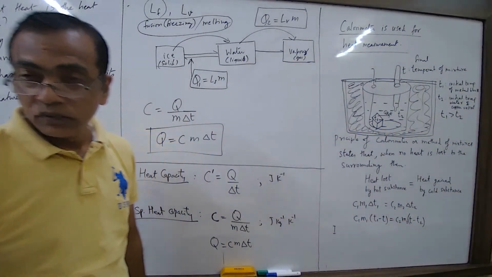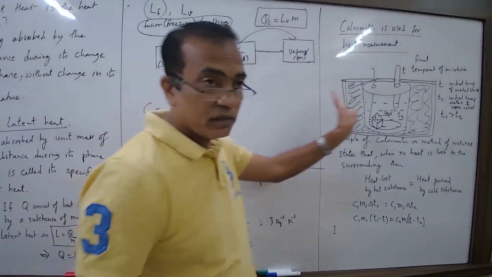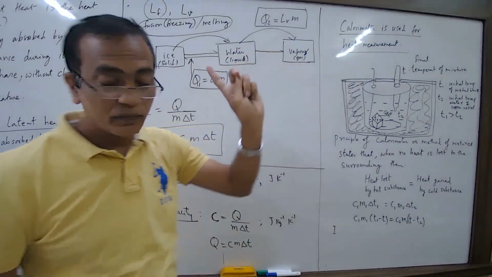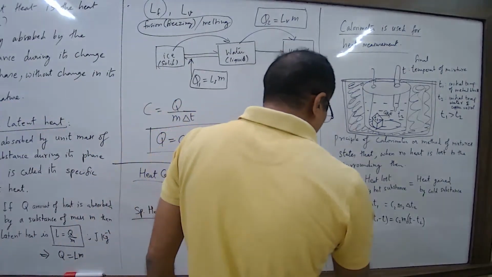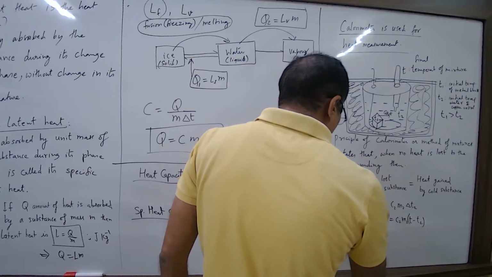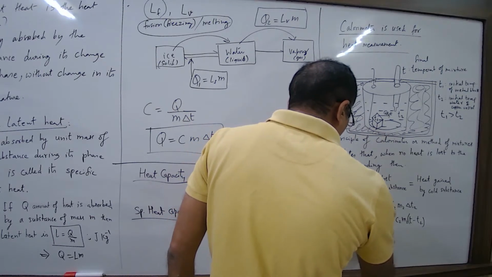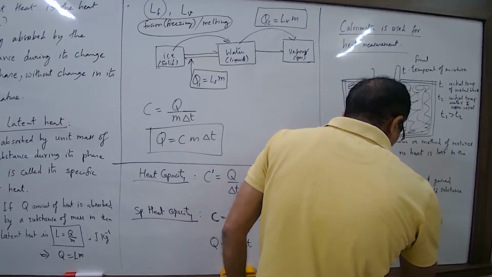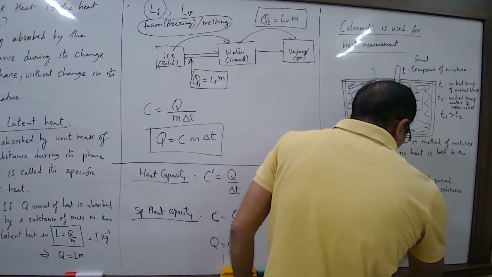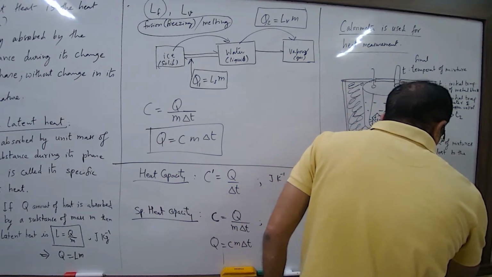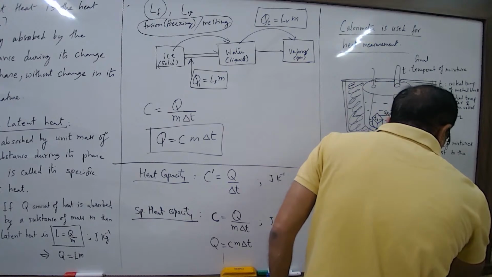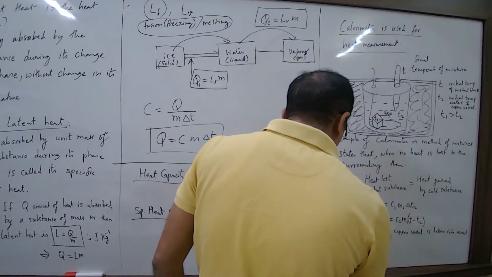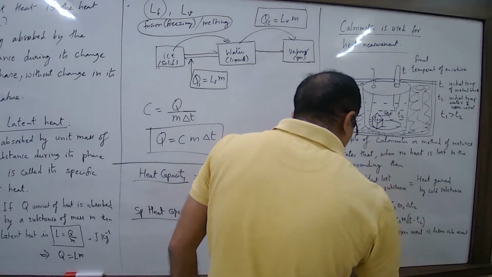Okay? So the mixture temperature, the final temperature, is the same for everything. But the initial temperature of water and copper vessel will be the same. Okay? So if the heat absorbed by the copper vessel is taken into account, then we have to add one more term for the copper vessel.